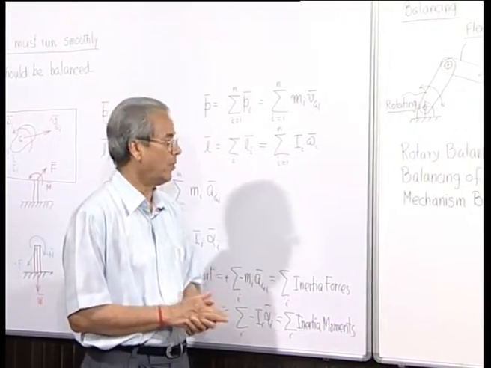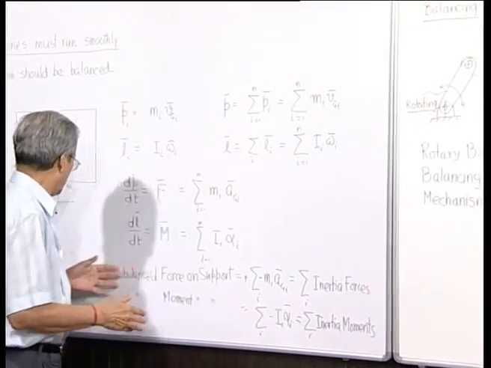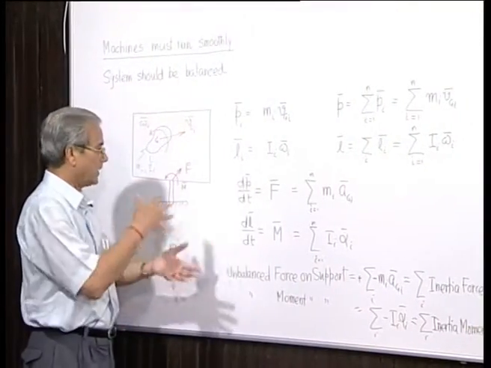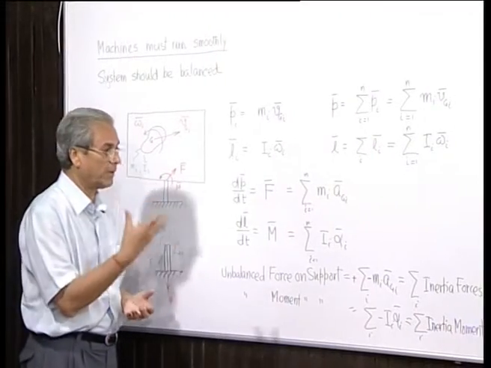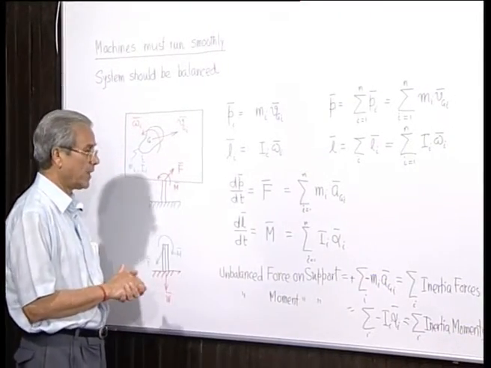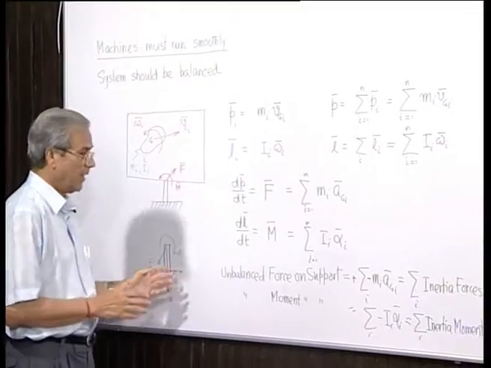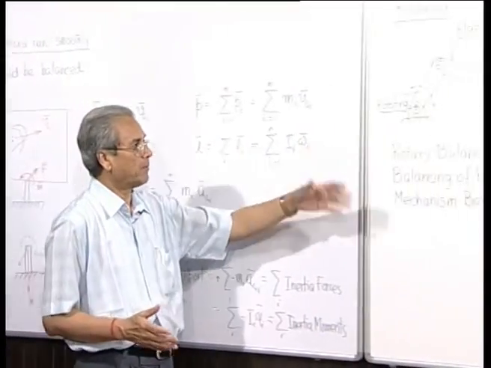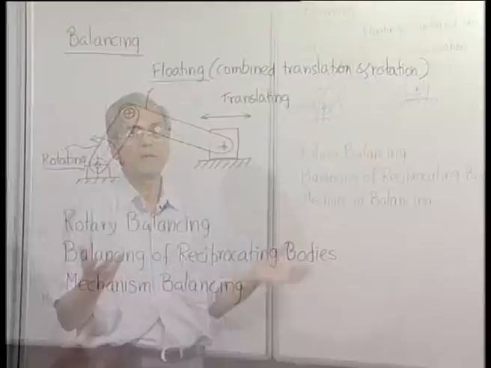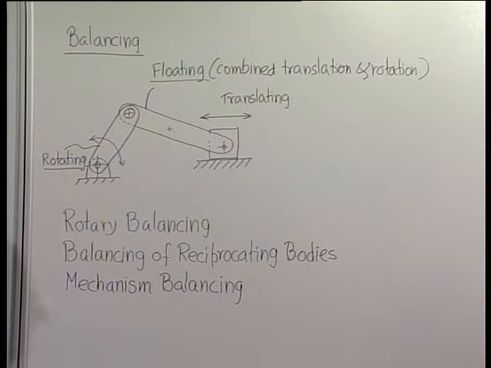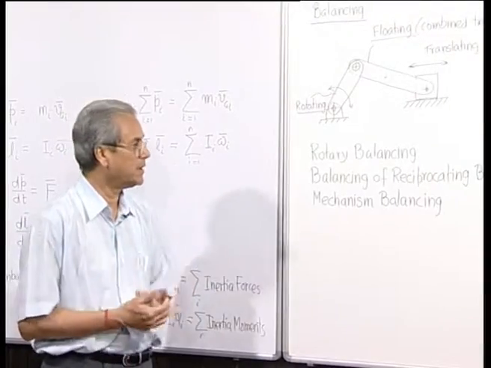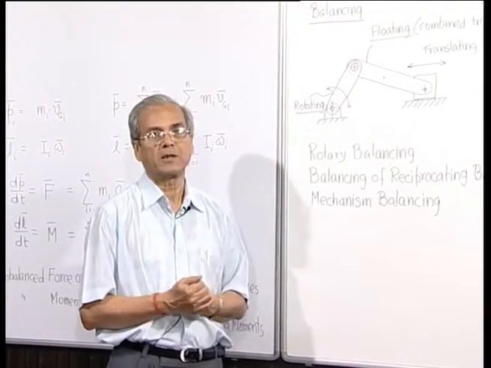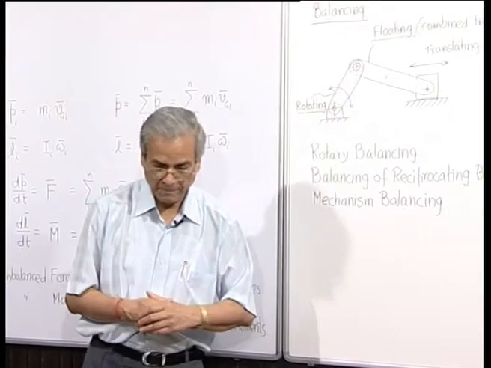runs smoothly, all the forces acting either neutralize among themselves or we put some extra object to neutralize the resultant unbalanced forces and moments, and that we will take up one by one. First, we will take up only rotating objects and how to balance those. Then we will go for reciprocating bodies and their balancing. Finally, we will discuss something about mechanism balancing.